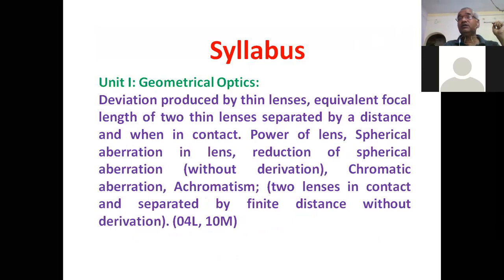So in this unit we have to learn deviation produced by thin lenses, then equivalent focal length of two thin lenses separated by distance and when in contact. Then we have to learn again the power of lens and these types of aberrations, spherical aberration and chromatic aberration, and the methods for reducing the spherical aberration. As well as along with the spherical aberration, we will have to learn the chromatic aberration and chromatism.